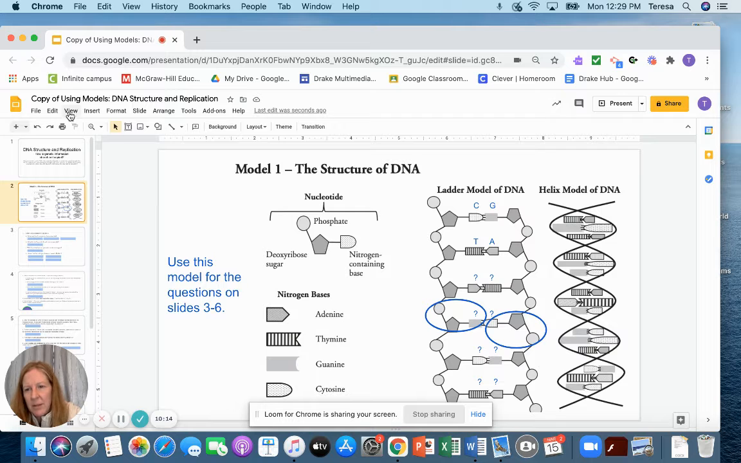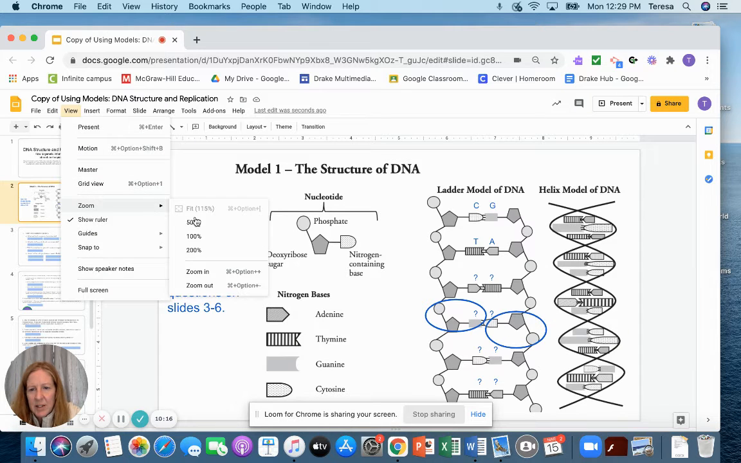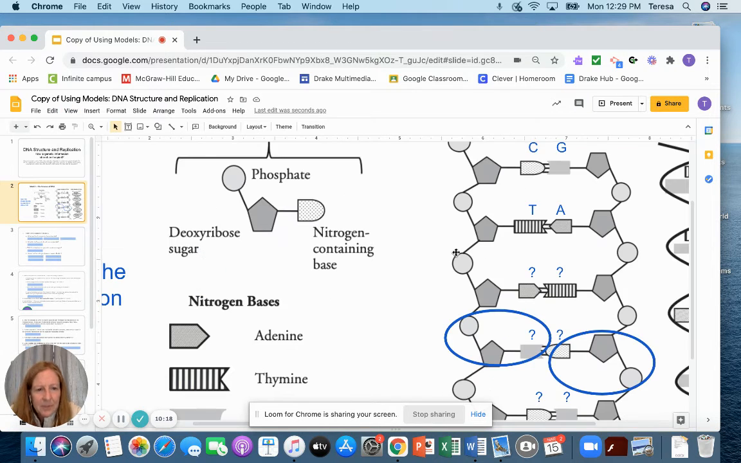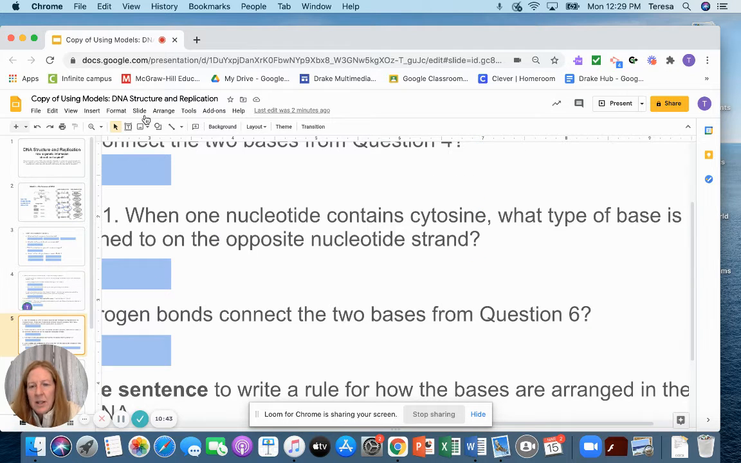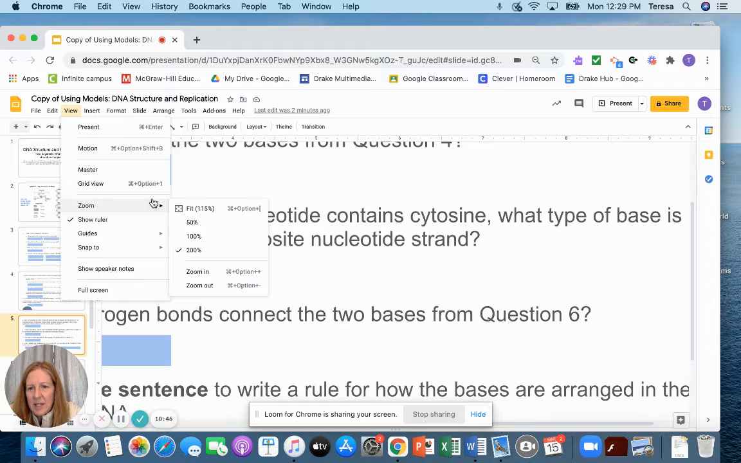Okay, I'm going to come to my view. I'm going to make it a little bigger so we can see it a little better. And when I look at adenine and thymine, you should be able to see there are two solid lines between adenine and thymine. Those lines that are connecting those two shapes indicate the number of hydrogen bonds. Okay, so adenine pairs with thymine, and there are two hydrogen bonds that connect adenine to thymine. Let me go back to my view so we can see the next question.